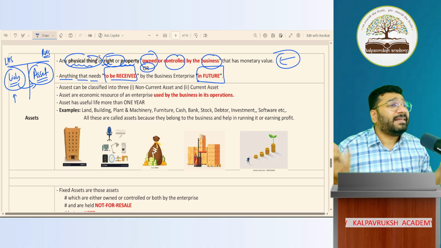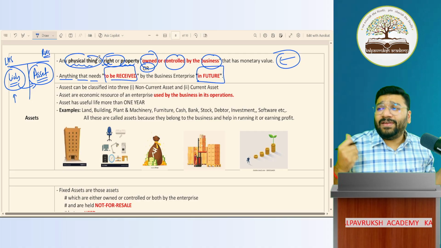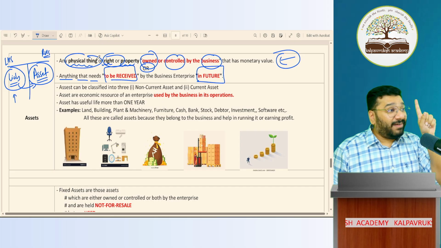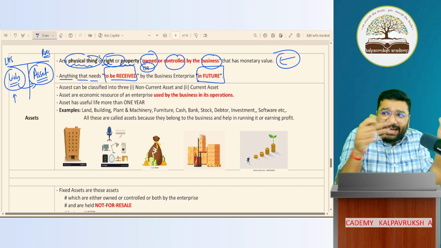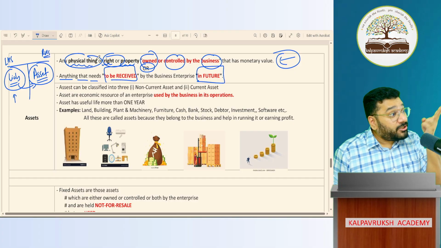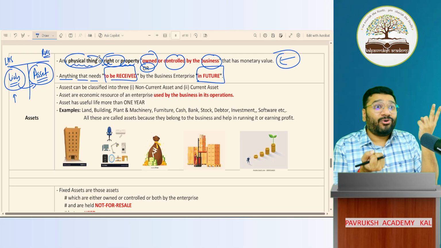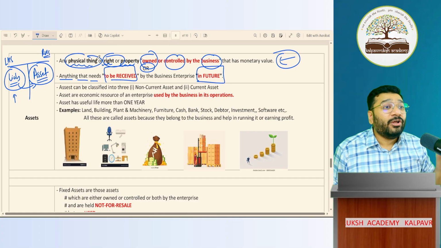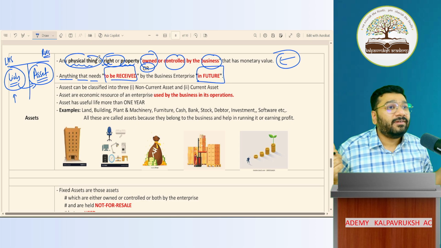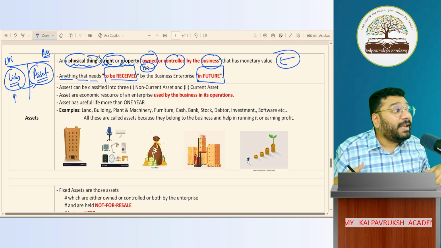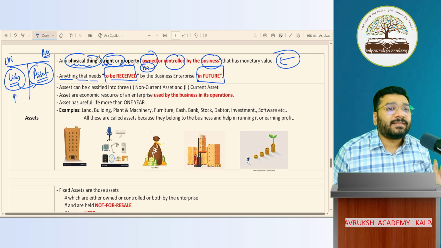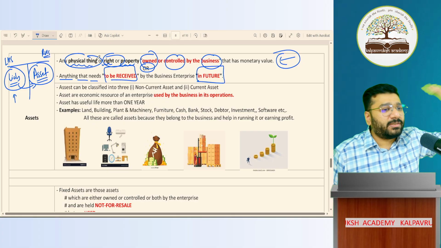Asset, happy feeling. Liability, sad feeling. 2 happy feelings, 1 sad feeling. Liability means anything that you have to pay. Only 1 feeling, pay feeling. Asset, 2 feelings. Receive is also a good feeling. Own is also a good feeling. So to make you happy, there are 2 emotions. Anything that the business owns is an asset, or anything that the business is expecting to receive in future from someone is an asset. Any difficulty to remember this?